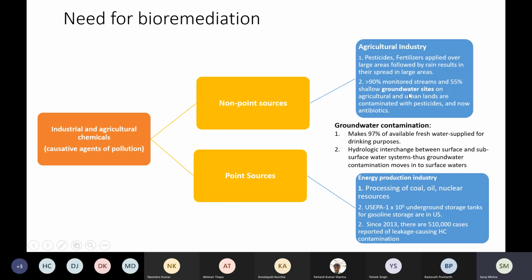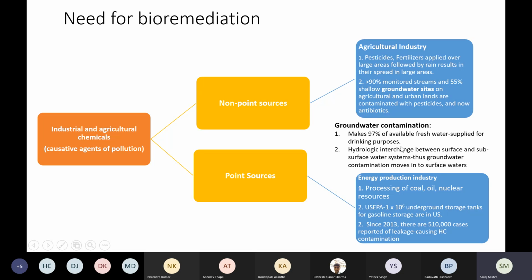So when they get carried by rain, the groundwater, which is water just below the subsurface of the soil, is affected. It has been estimated that about 55% of this groundwater gets contaminated because of these pesticides and fertilizers released through agricultural practices. Now, what is the problem with groundwater contamination? Number one, groundwater makes up 97% of the available fresh water which is supplied for drinking purposes.